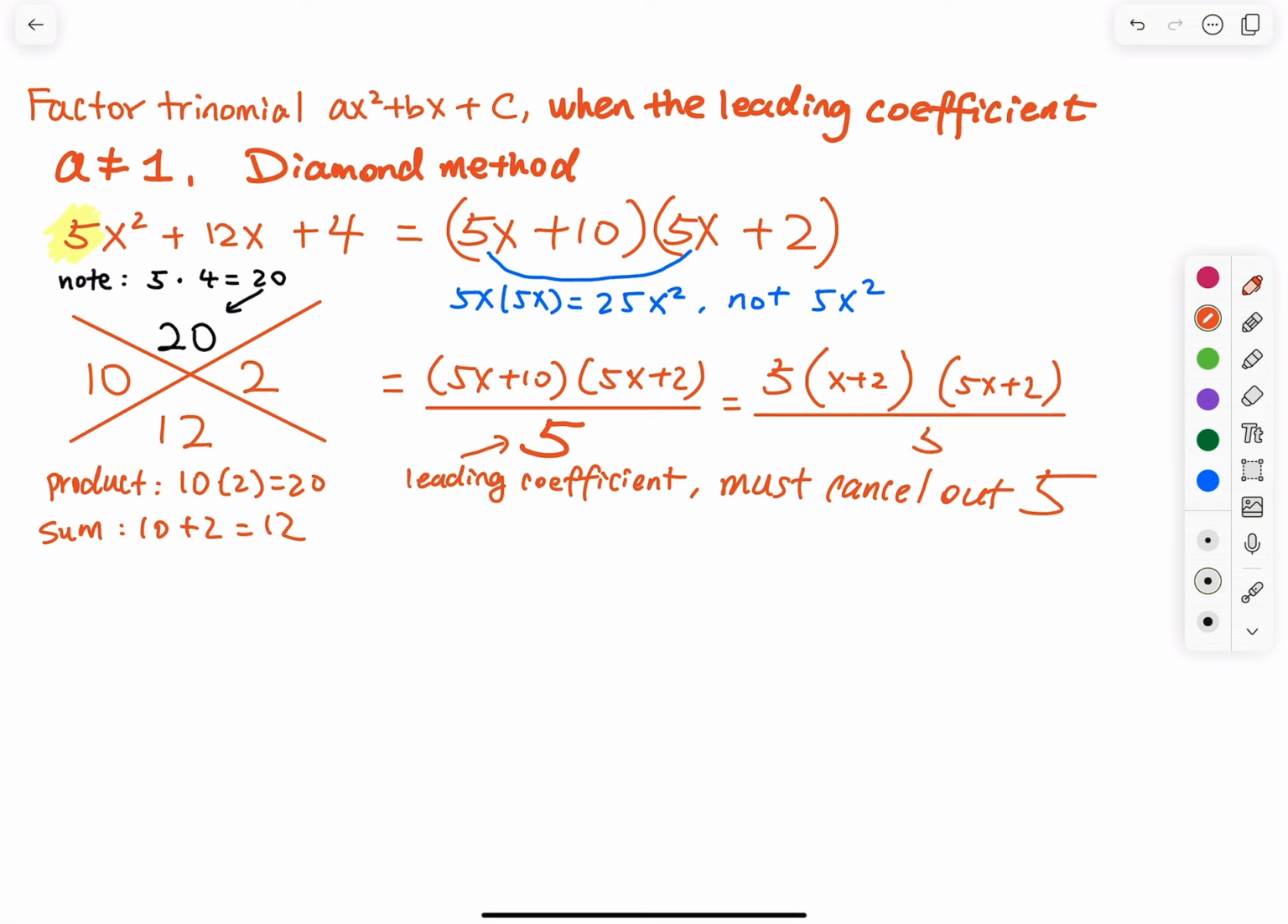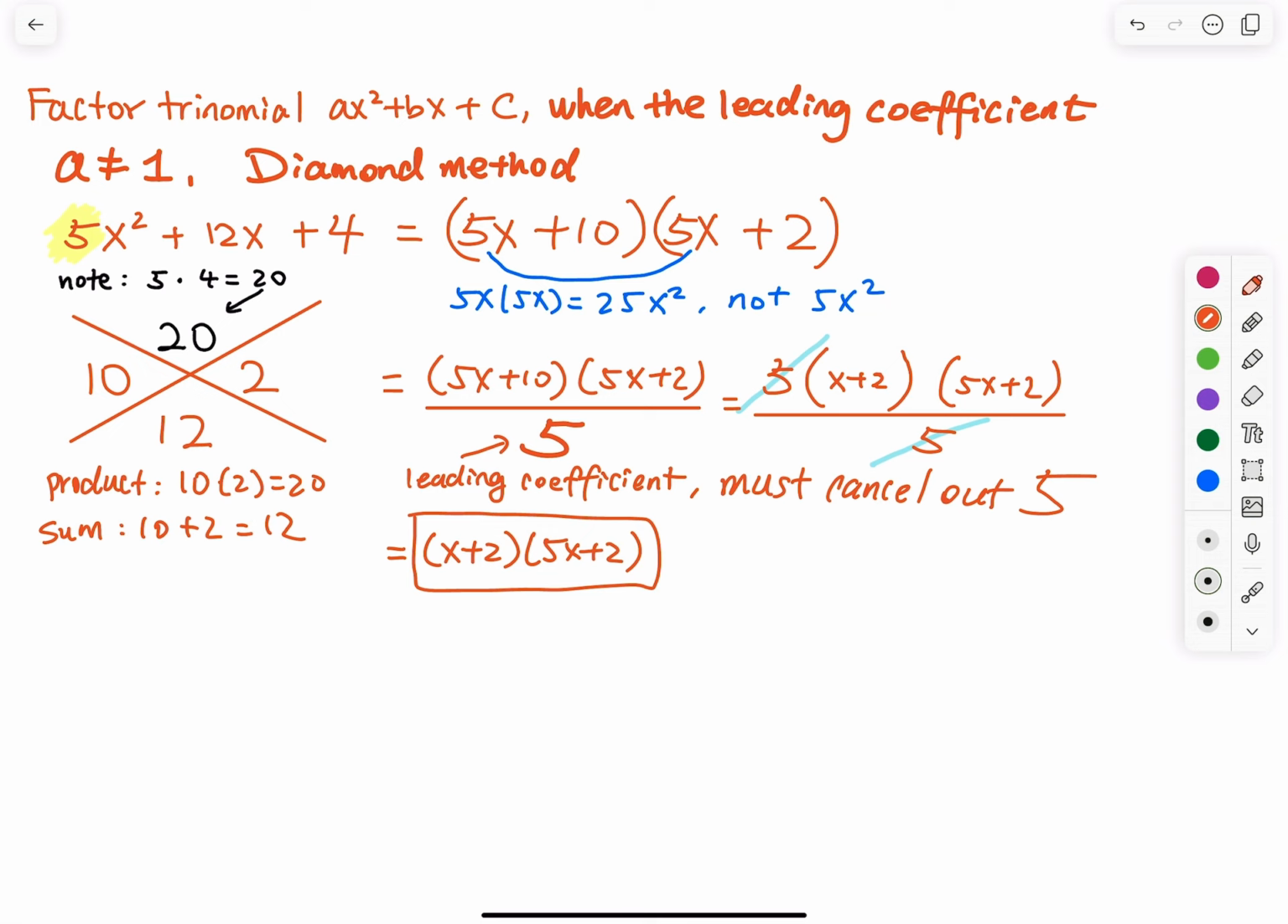Can you take a 5 from the second one? Yep, that will be 5 times x plus 2 over 5. Nobody would like to work with fractions. I believe 99% of people will just take a number from the first factor. And then we do a cancellation. This 5 cancels with that 5. After you cancel, that's it. That is your final answer. So that is x plus 2 times 5x plus 2. These are the factors of the given trinomial.